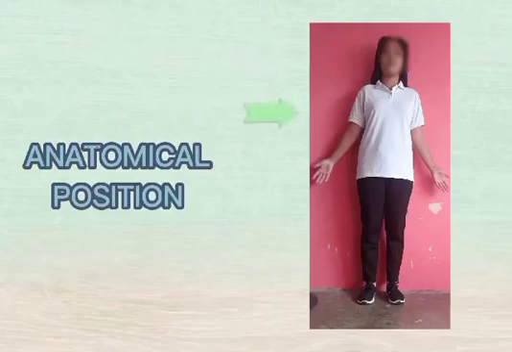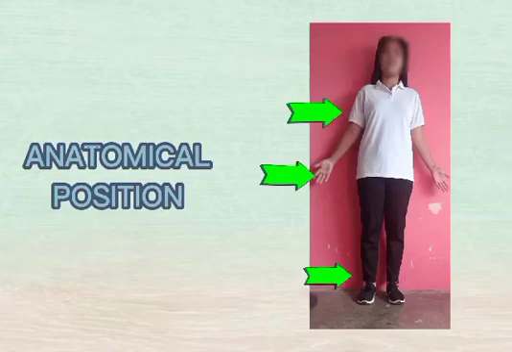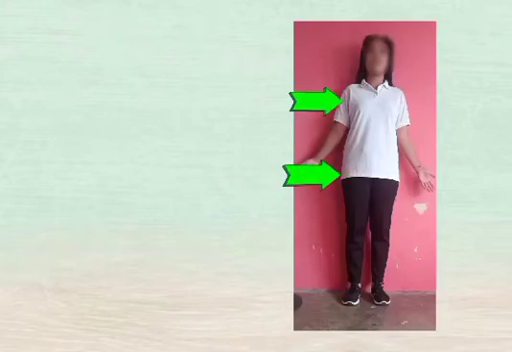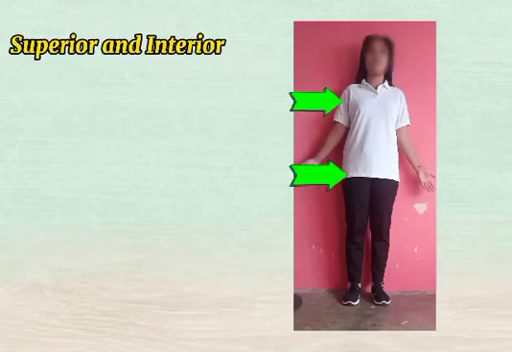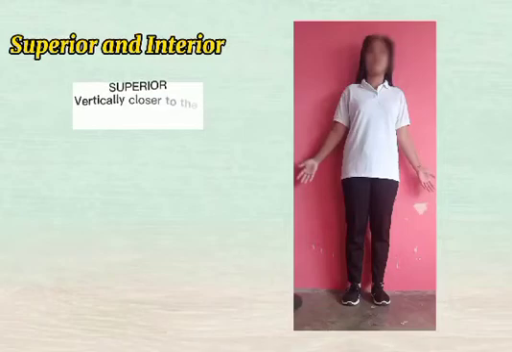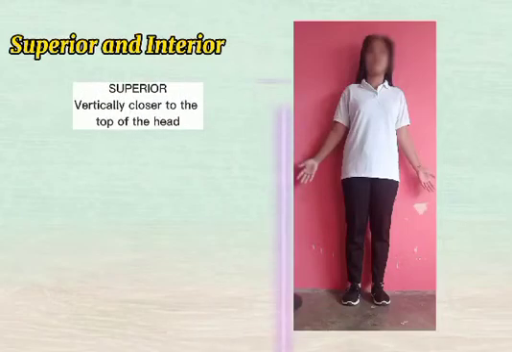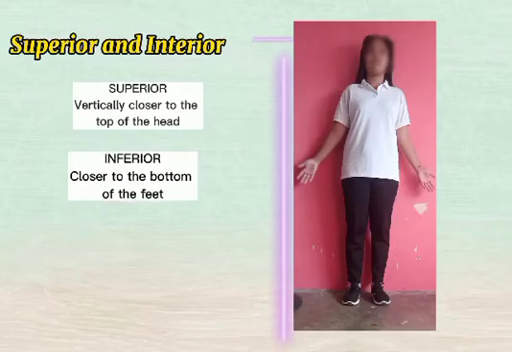Anatomical position. The anatomical position is an upright standing position with arms at the sides, palms facing forward, and both feet together. When we need to describe the location of a body part as being above or below another body part, we use the terms superior and inferior. When a body part is superior, it is considered vertically closer to the top of the head in the anatomical position. On the other hand, a body part is considered inferior if it is closer to the bottom of the feet.